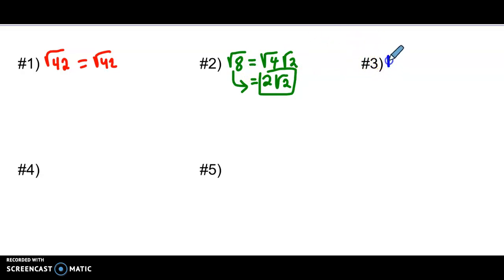Let me go to another example. Square root of 144. Now, this is really a perfect square because square root of 144 is 12, because 12 times 12 is 144. So very rarely you might be given a perfect square, and you just put that perfect number down, the integer.